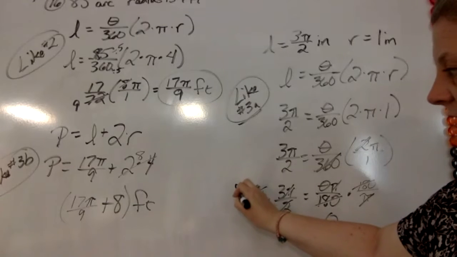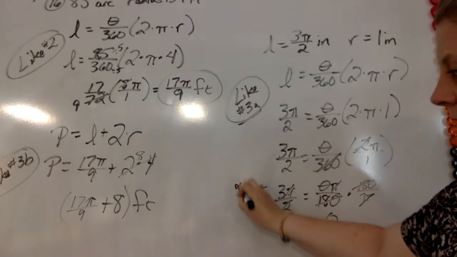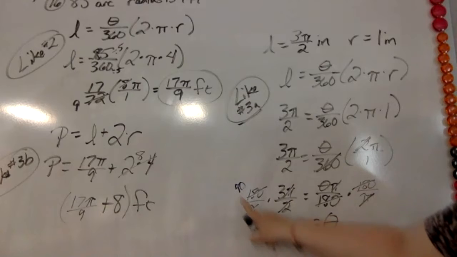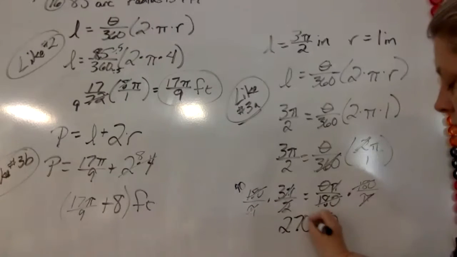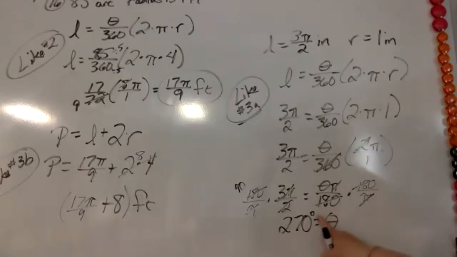What's half of 180? 90. So I have 90 times 3, which is 270. So my angle would have been 270 degrees. So this right here is what you do for 3A. Okay.